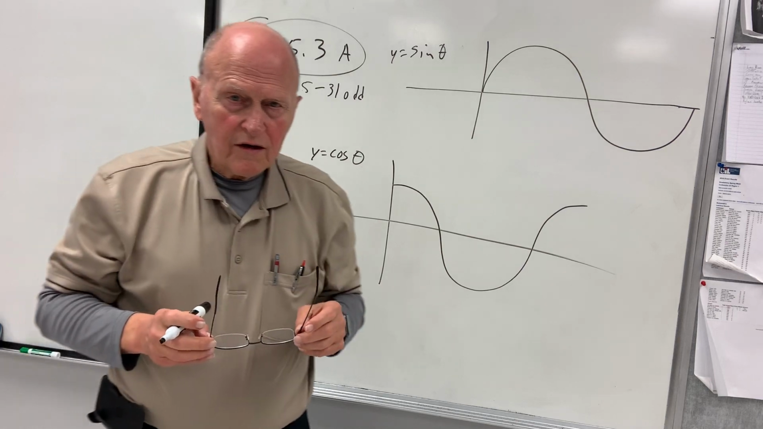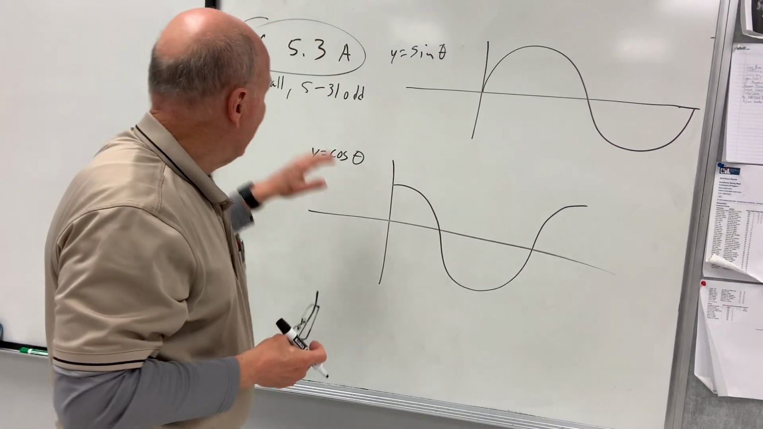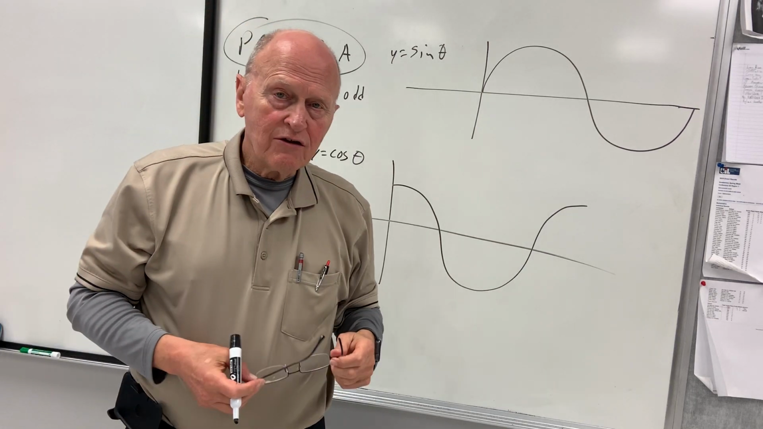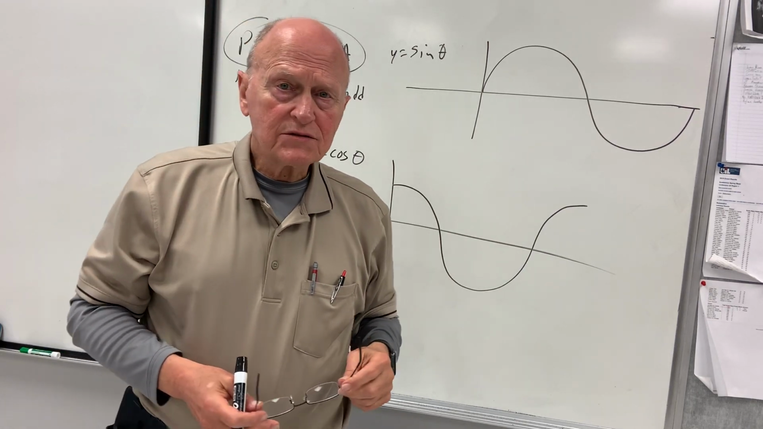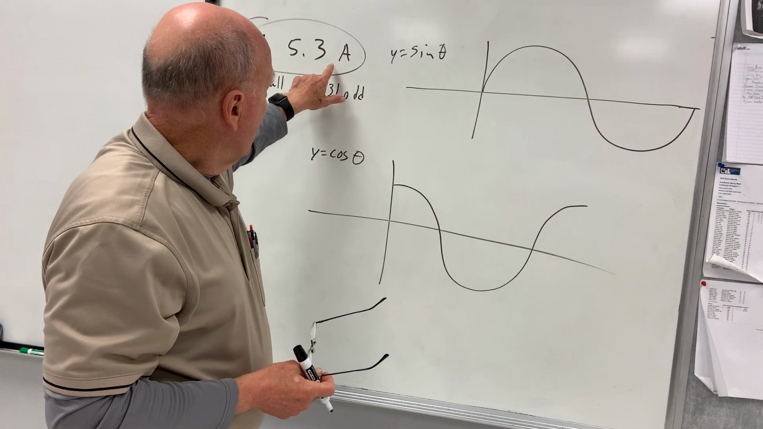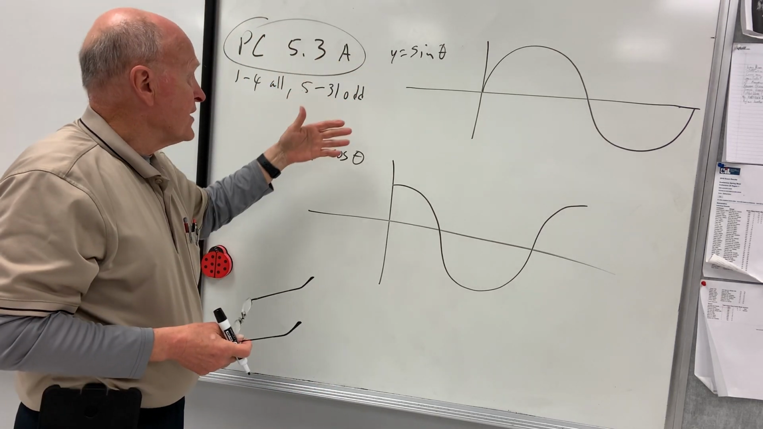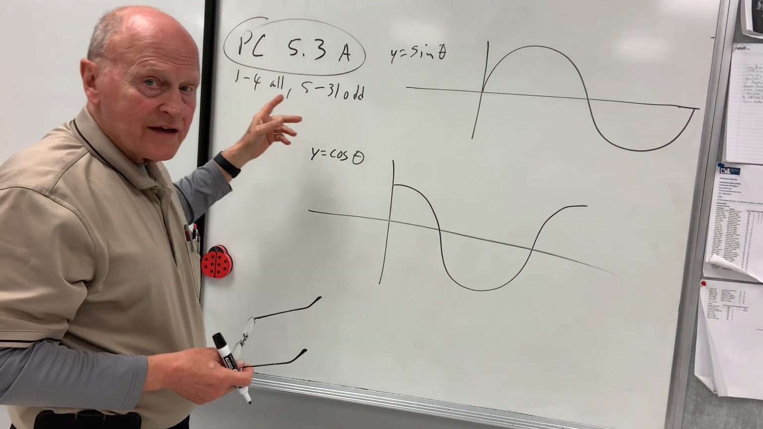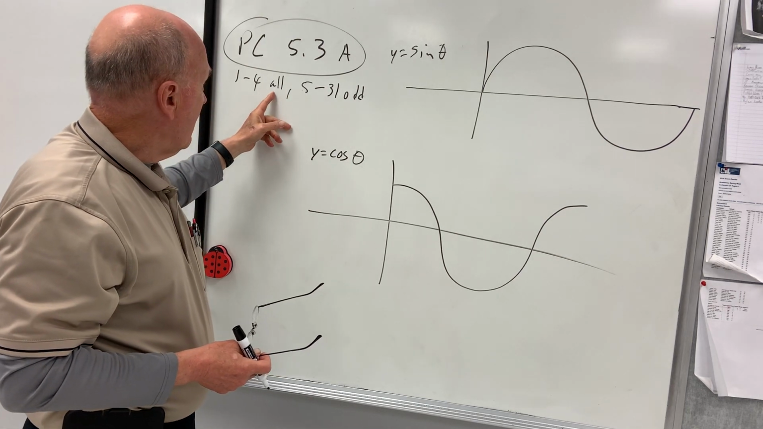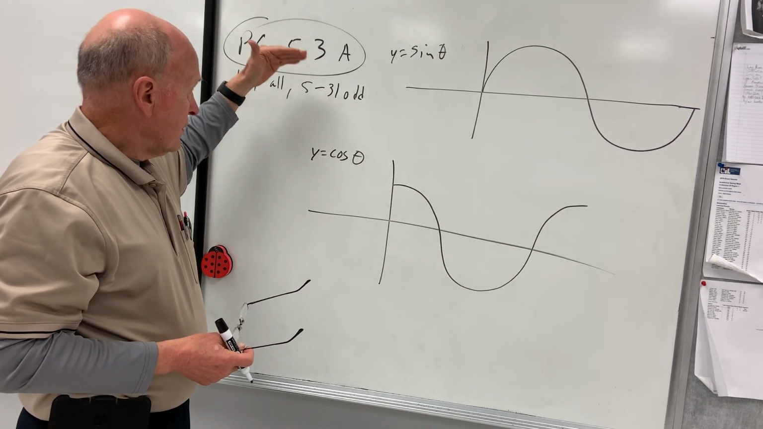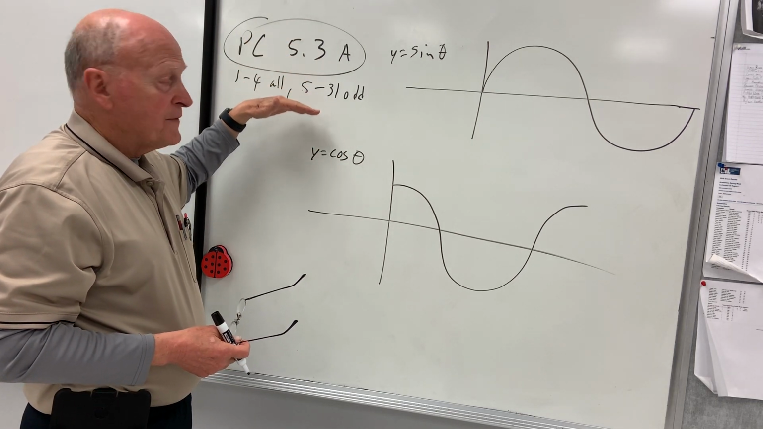This is our lesson over section 5.3 in pre-cal. We have decided to divide the lesson into two parts. This morning we will be covering, we'll call it 5.3A. We're going to assign problems 1 through 4 all and 5 through 31 odd. We're going to go through and work these today.